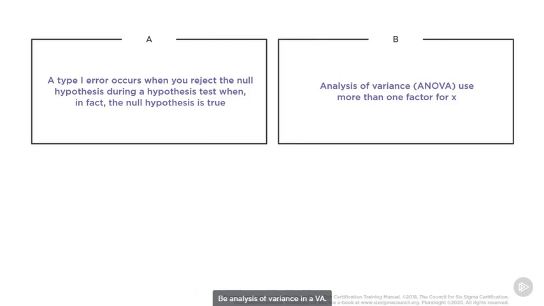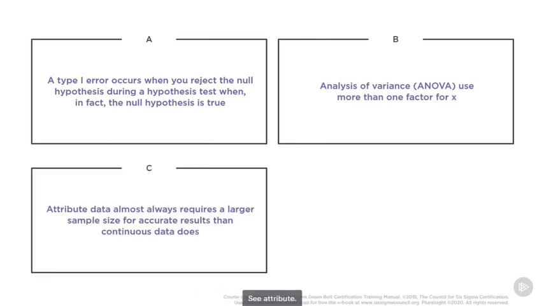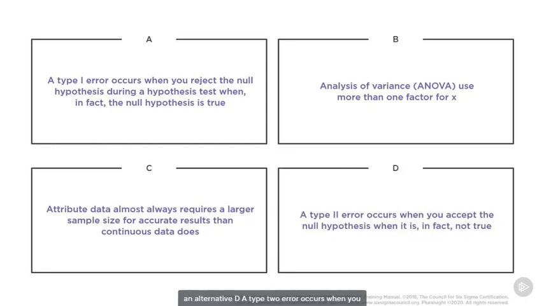B. Analysis of variance, ANOVA, uses more than one factor for X. C. Attribute data almost always requires a larger sample size for accurate results than continuous data does. And alternative D. A type 2 error occurs when you accept a null hypothesis when it is in fact not true. So what's the incorrect statement?